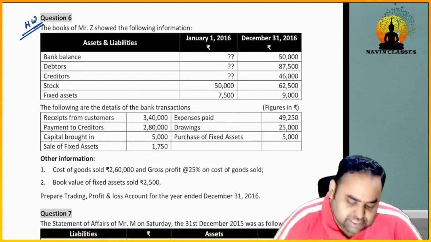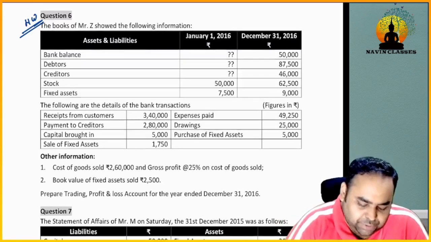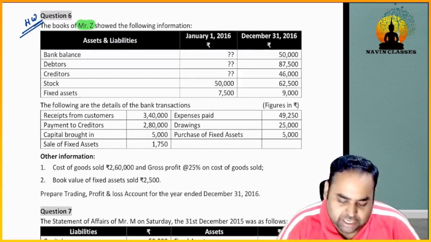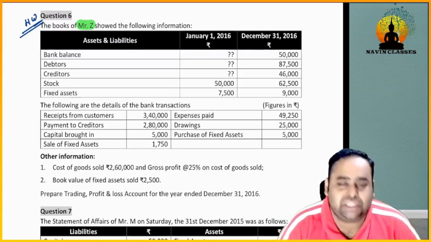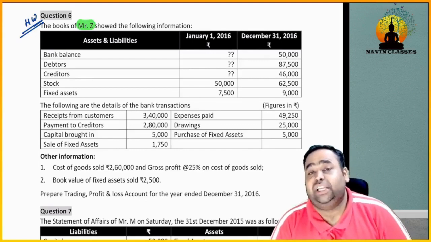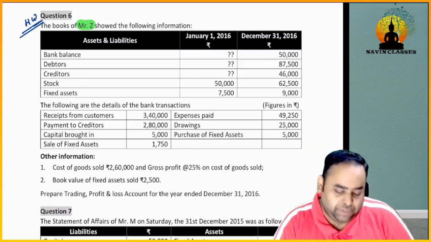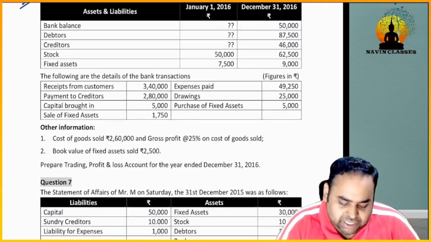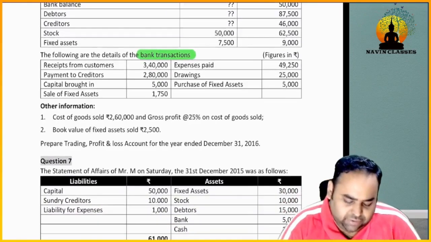The books of Mr. Z showed the following information, so it's clear that Mr. Z's books are giving us the following information. Opening bank balance is not provided, but closing balance is. Similarly, opening balance for debtor and creditor is not provided, but closing balance is. The opening balances of 3 ledgers are missing, and we'll have to calculate them when we create ledgers. Stock is given, fixed asset is given. Many other more details have been provided regarding the banking transactions.